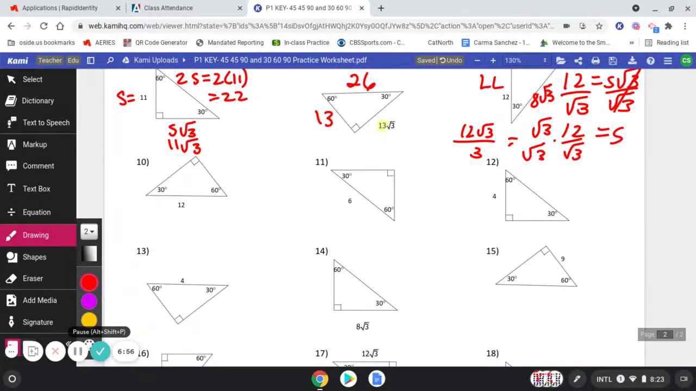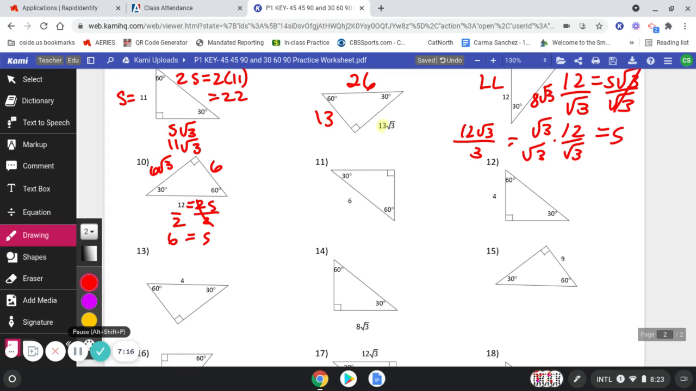All right, number 10, they gave us the hypotenuse of 12. We know that 12 is 2 times the side length. So if I divide that in half, we can see that the side length is going to be 6. That's my short leg across from the 30. And then the relationship for the long leg is the side length root 3.